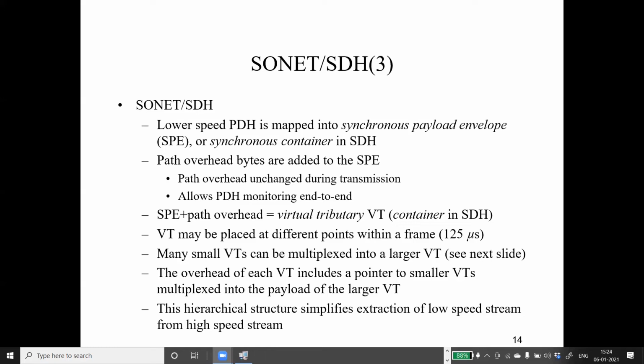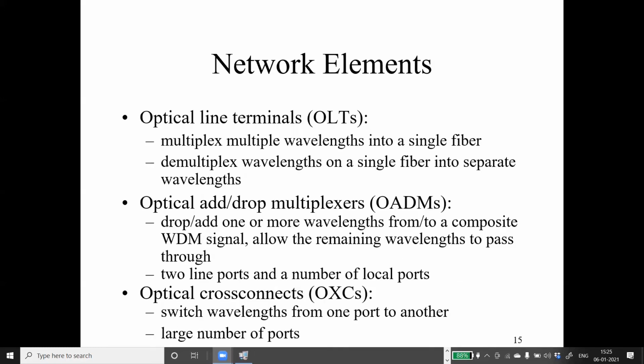Now, in this Sonnet, the frame size was kept at 125 microseconds, and the virtual tributary frame size was also kept at 125 microseconds. Those were the standards that were being followed. Now, optical elements that are being used to lay down a SONET network include an optical line terminal, which helps to multiplex multiple wavelengths into a single fiber, and also demultiplex into separate fibers. Both the multiplexing and the demultiplexing can be done by the optical line terminal.